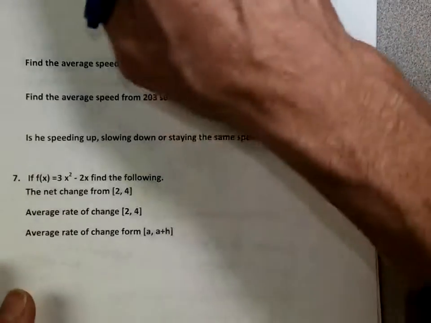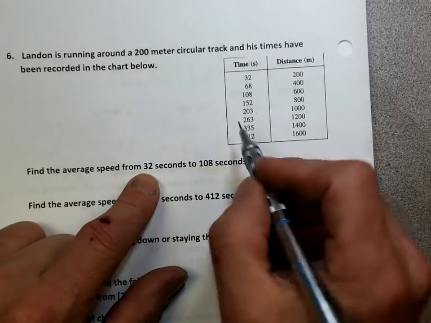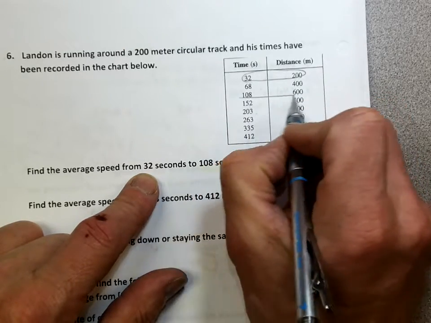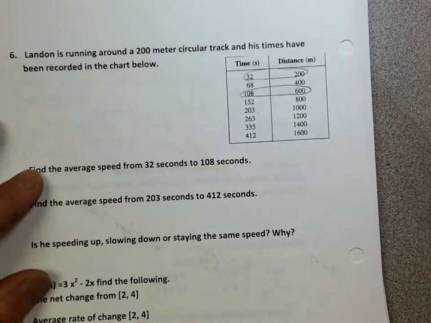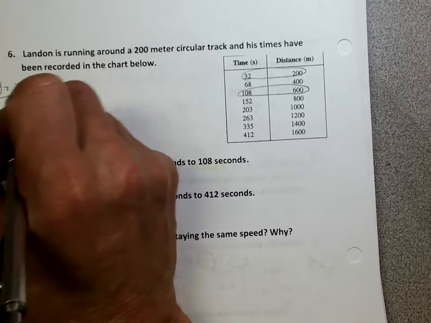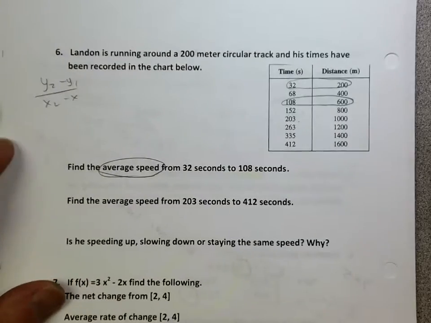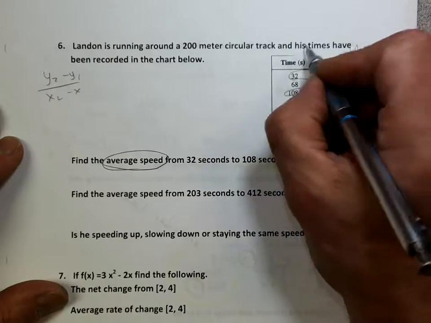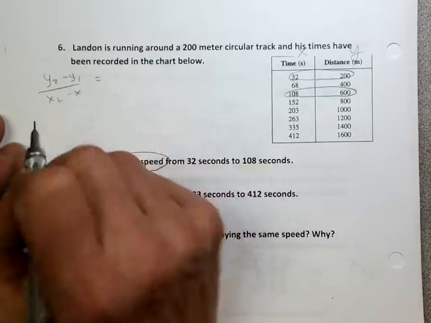Okay, so Landon is running around a 200-meter circular track, and his times have been recorded in the following chart. So let's see what happens to Landon. First of all, average speed from 32 to 108, so 32 and 108. I like to circle them. We did this on Friday, remember? We're going to take our y's. We're going to go technically y2 minus y1 over x2 minus x1 for average speed. These are my y values and these are my x values, because x, y, time and distance.